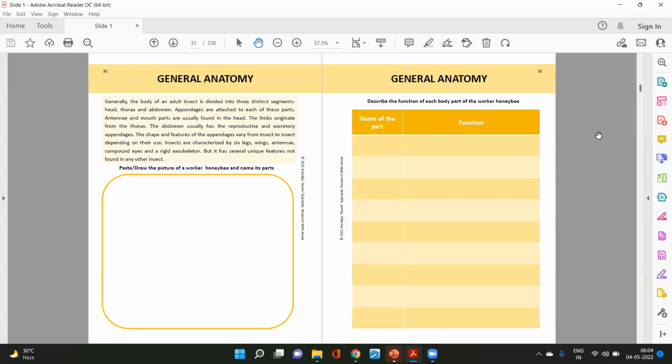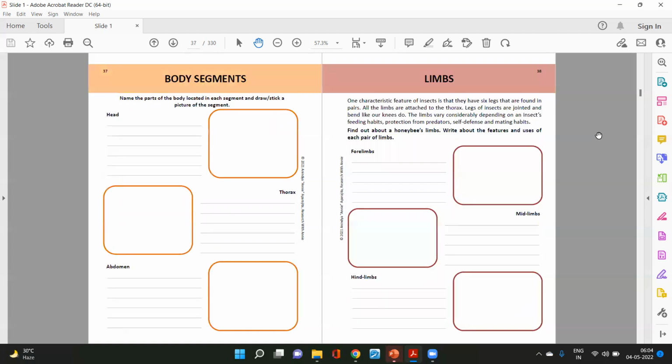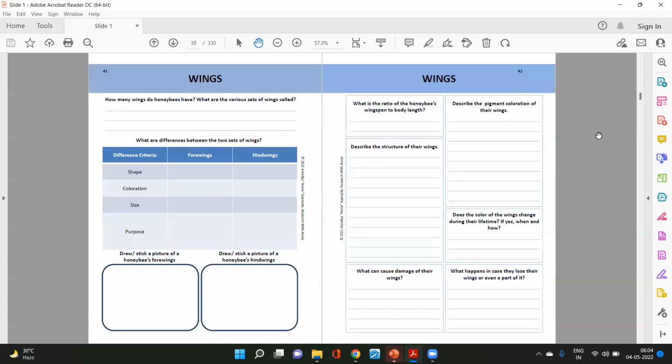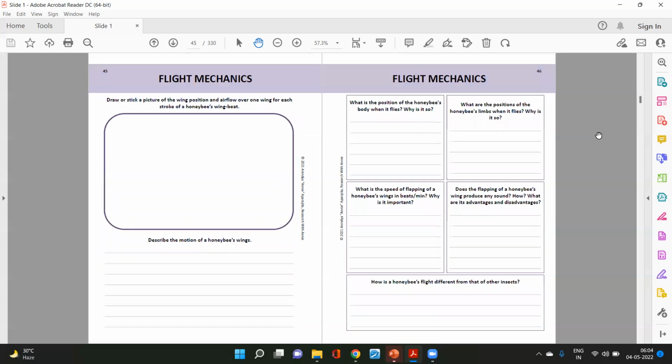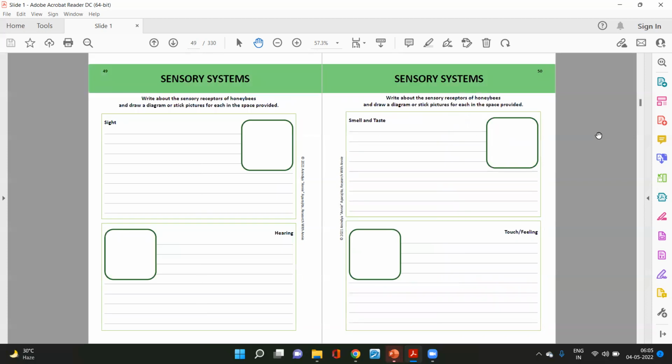And then we deal with the general anatomy, different parts of the honeybees, different types of honeybees in a hive. We have the worker bees, the drone bees, the queen bees. And then we deal with their body segments and their limbs, their exoskeleton, their wings, then how they fly, and how the wing positions vary with the flight, that also the student would study.